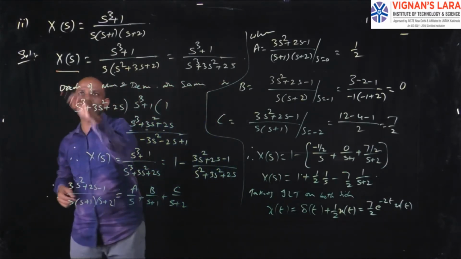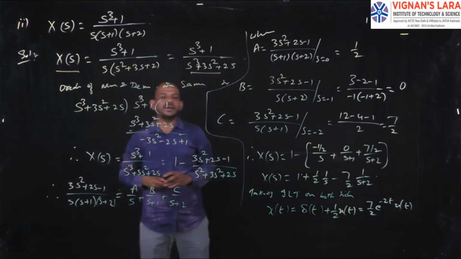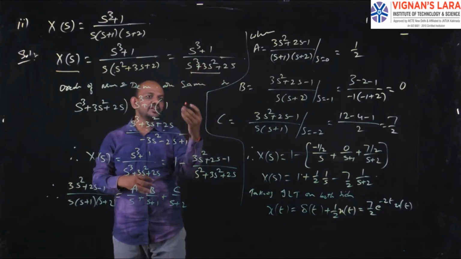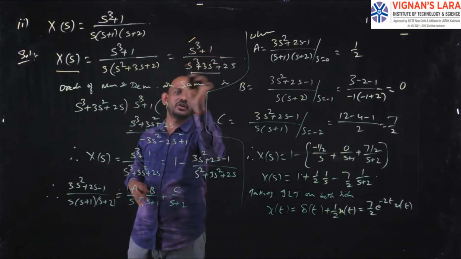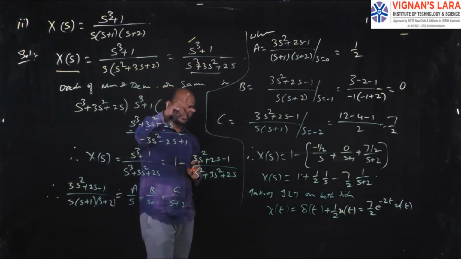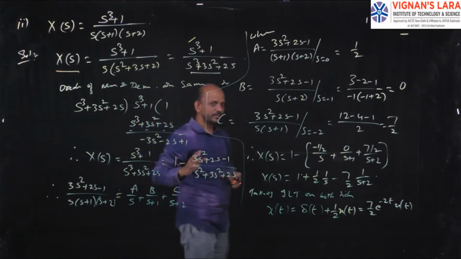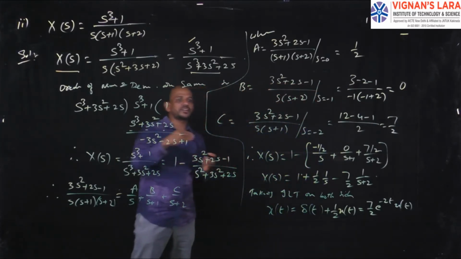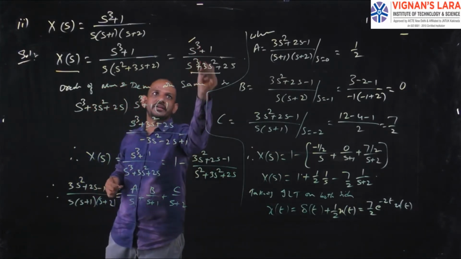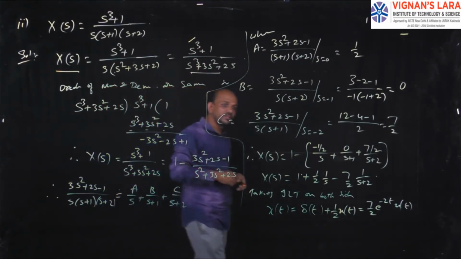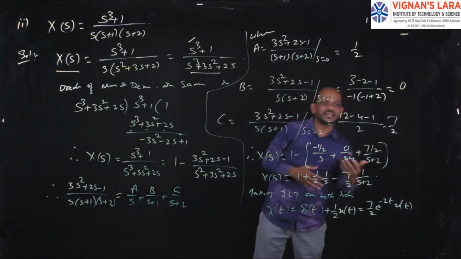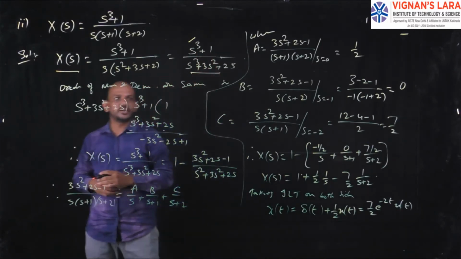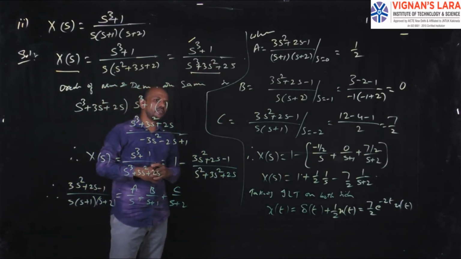So the given problem x of s will be equal to s cube plus 1 by s cube plus 3s square plus 2s. Now you can easily identify that the order of numerator and order of denominator are the same. In the previous problem the orders were not the same, so I went for partial fractions directly. But here, since they are the same, partial fractions cannot be obtained directly.